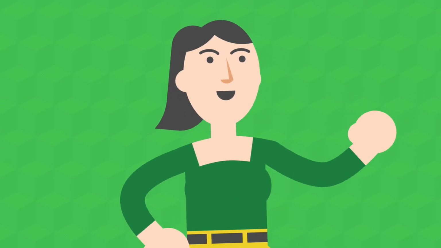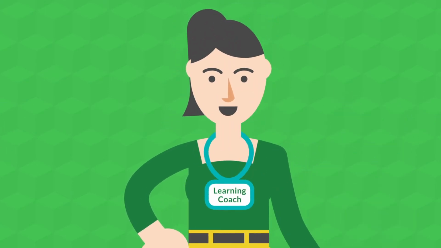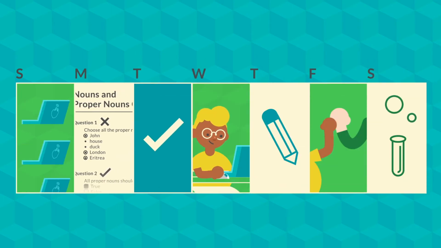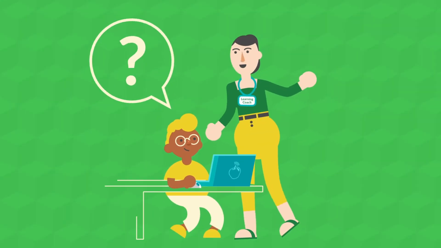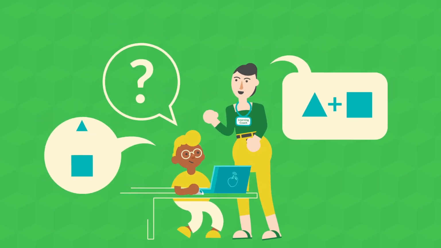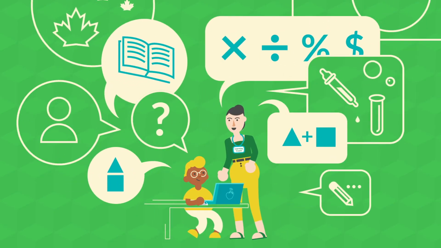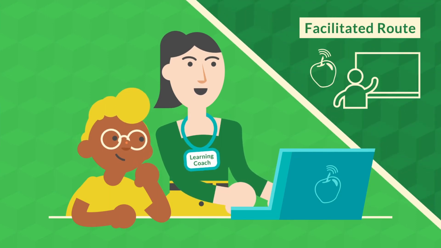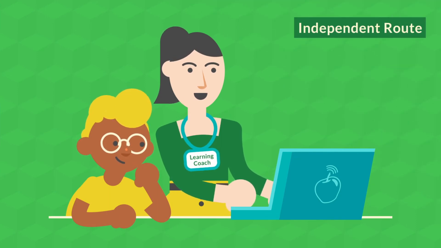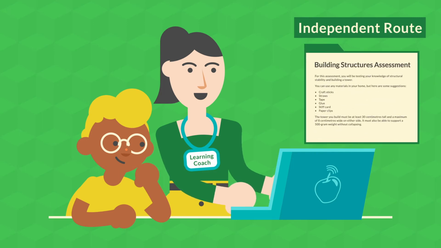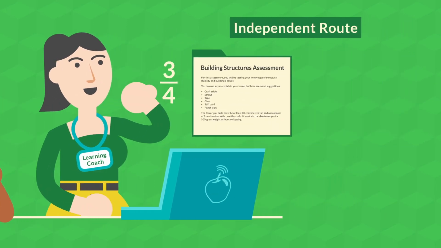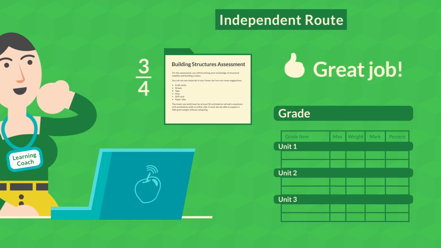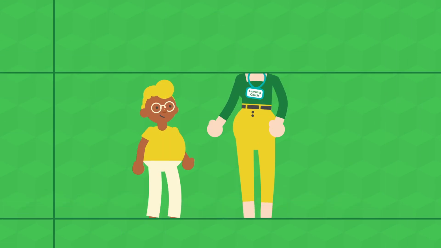In the independent route, the parent or guardian becomes the Learning Coach. The Learning Coach supports the student daily as they progress through the course. They provide immediate answers to questions and engage with the student by discussing what they are learning. Unlike the facilitated route, where the student is assigned a qualified teacher, the Learning Coach also takes on the responsibilities of grading assignments, providing feedback using the provided assessment tools, and tracking grades with the provided gradebook spreadsheet.